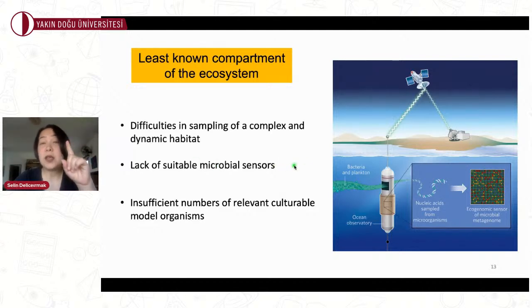And the other important difficulty is that we don't have a sufficient number of relevant culturable model organisms. You might have heard that microbiologists are culturing Escherichia coli or other organisms. But if you take water from the sea and try to culture it, 90% of organisms you will lose. You cannot culture them. So we don't have enough model organisms to culture.